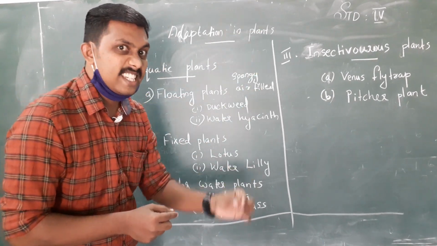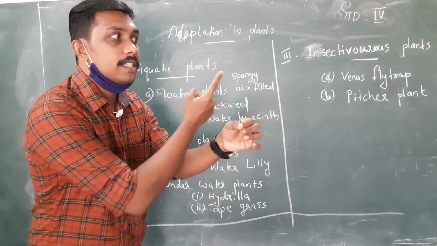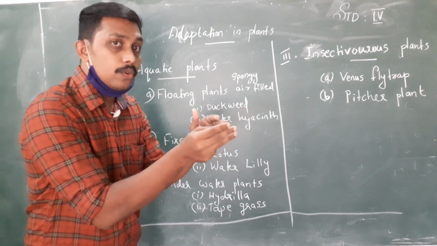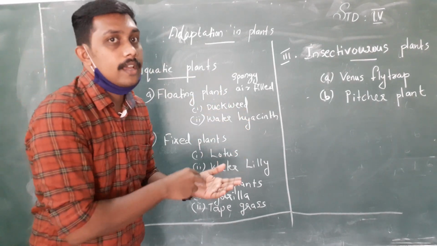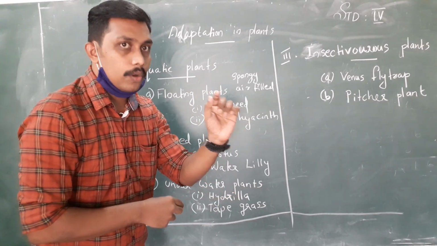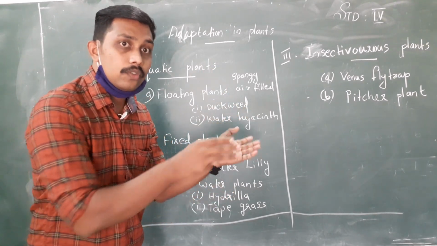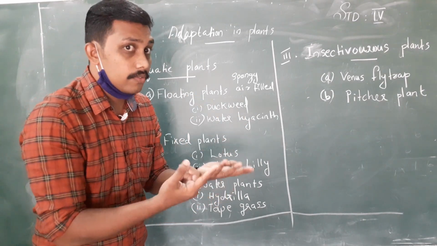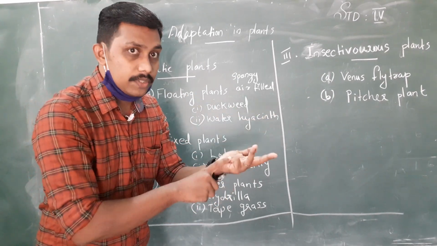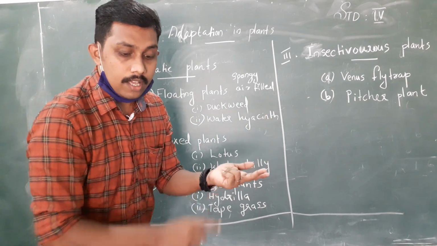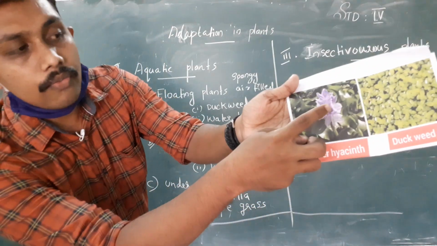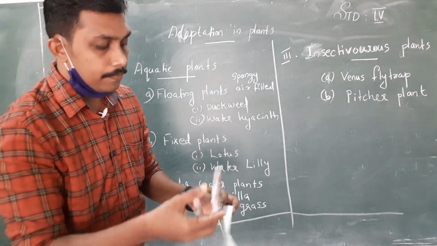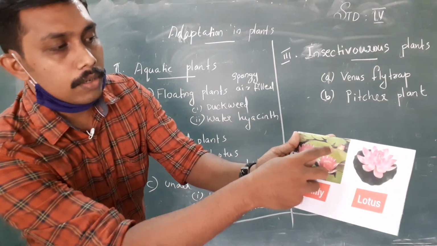The stem is a hollow stem, which helps to float on the surface of the water. What are floating on the surface? Their leaves and also their flowers. Both the flower and the leaves are floating on the surface. Please look at it.